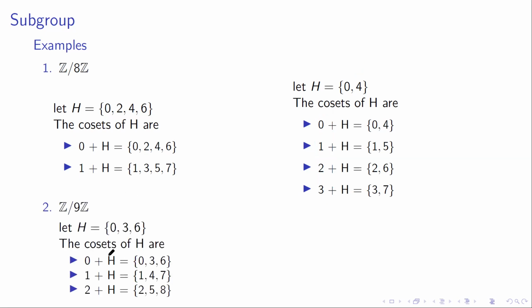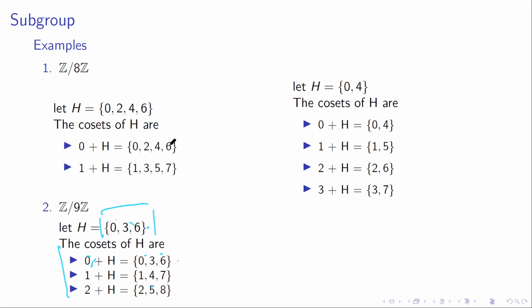And integer modulo 9, if we let H be this subgroup, the following cosets are below. 0 plus 0 equals 0, 0 plus 3 equals 3, 0 plus 6 equals 6, and so on. Yeah, so these are the cosets.